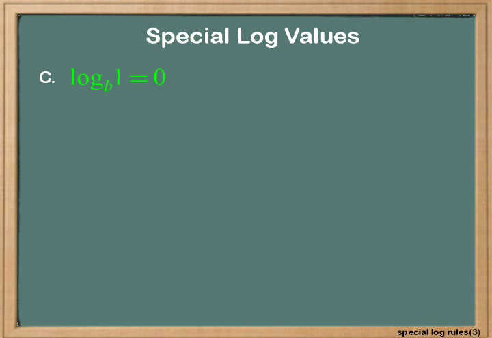Our final special log value is the easiest. If I do a quick rewrite on this particular problem and I write b to the 0 equals 1, I think it's going to be very clear to you that anytime you have a base b of 1 and you have the 1 as the number, you're always going to get an answer of 0, which I just proved to you right over here.